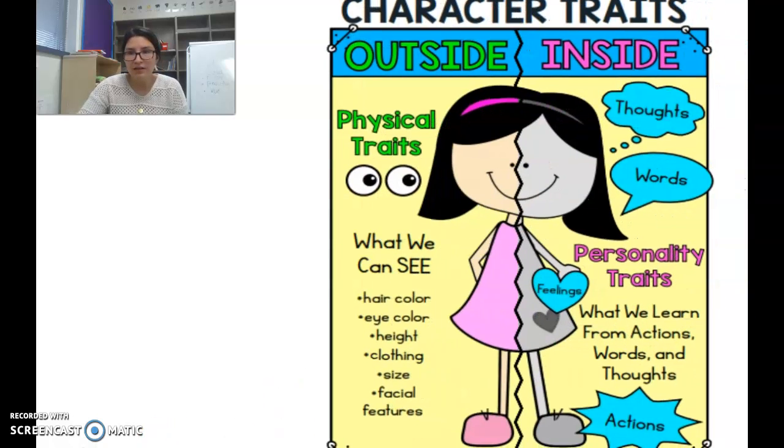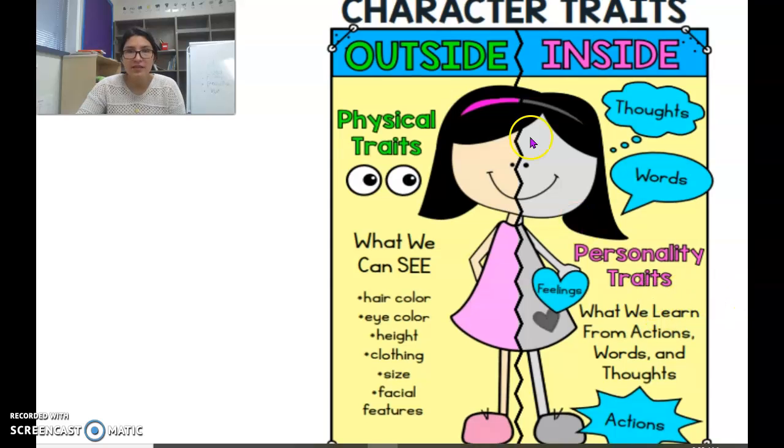All right. Character traits. Outside, inside. Outside, we use our eyes. This is called physical traits. So we pay attention to what we see. Their hair color, eye color, height, clothing, size, facial features. Do they smile a lot? Are they frowning a lot? How do they look?